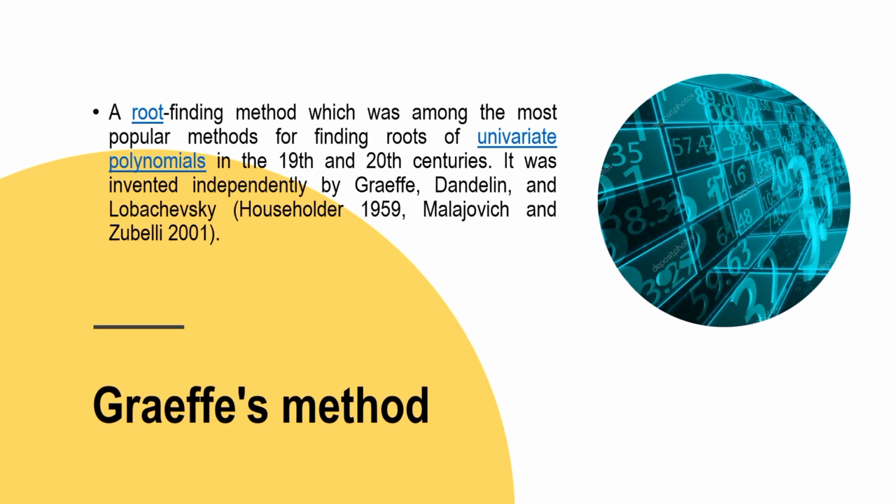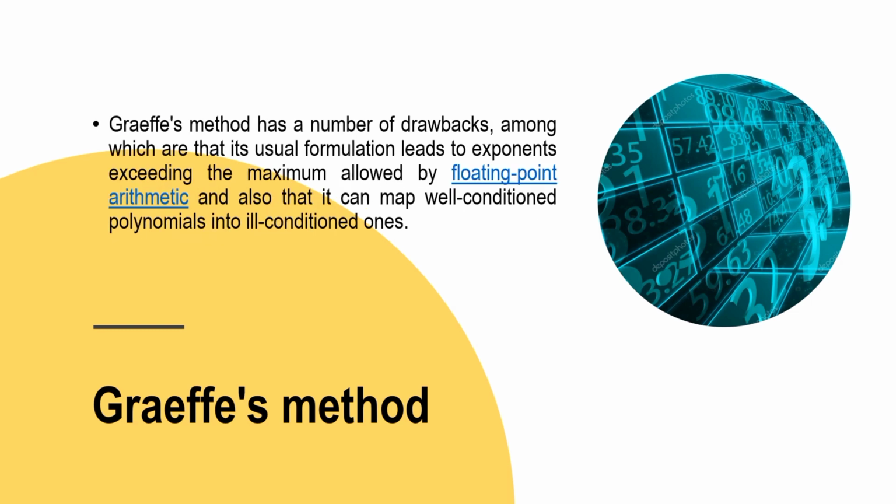It is a root finding method which was among the most popular methods for finding roots of univariate polynomials in the 19th and 20th centuries. It was invented independently by Graeffe, Dandelin, and Lobachevsky. Graeffe's method has a number of drawbacks, among which are that its usual formulation leads to exponents exceeding the maximum allowed by floating point arithmetic, and also that it can map well-conditioned polynomials into ill-conditioned ones.